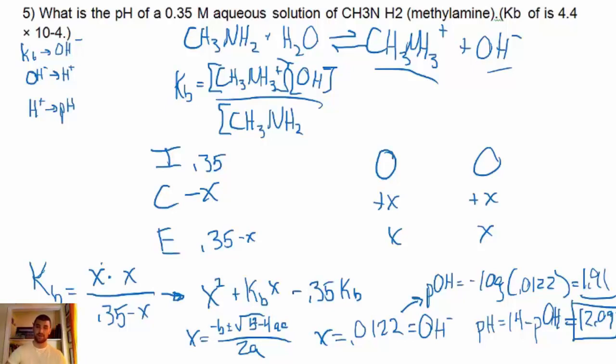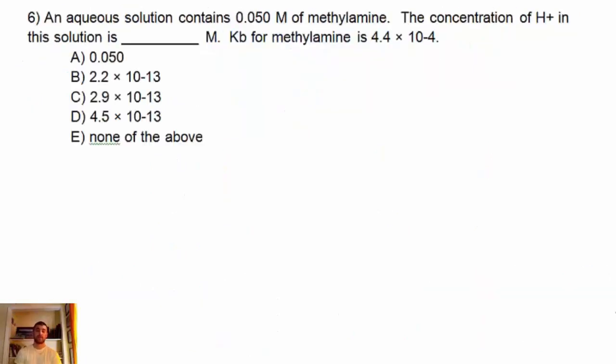Everybody's loving these problems, I bet. 6. An aqueous solution contains 0.05 molar methylamine. Concentration of H plus in solution is blank molar. Kb for methylamine is given again. Boy, hey, let's figure this out again.